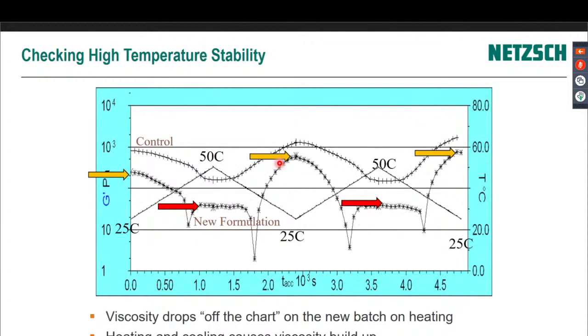Another thing you might want to do here is look at the effect of temperature. So if you heat your sample up, it thins down. You cool it again, it gets thicker. Heat it, gets thinner. Cool it, gets thicker.